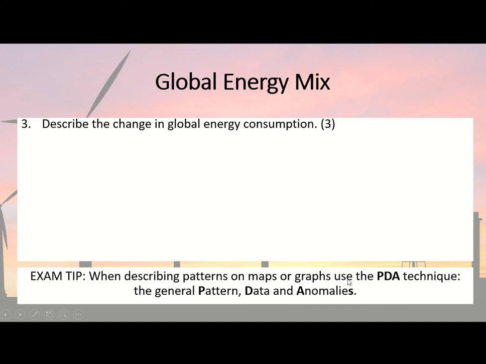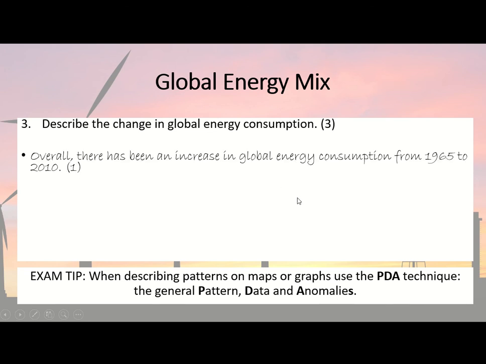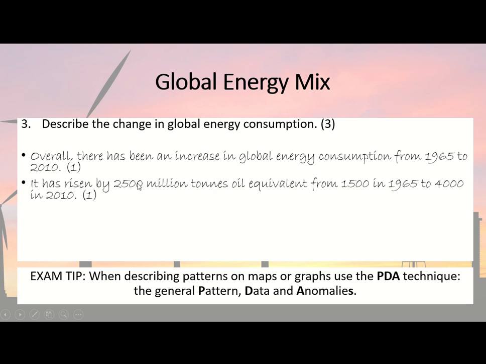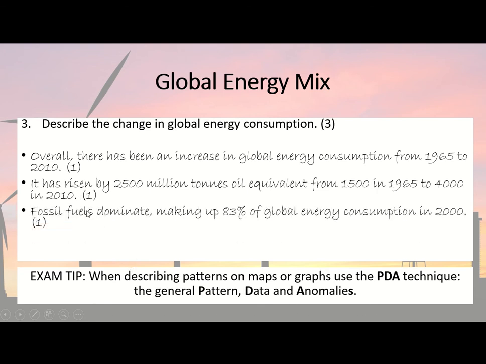So again, we did the PDA technique a couple of lessons ago, pattern data anomalies. I'd like you to, hopefully, practice that using this particular thing. Overall, there's been an increase that you should have mentioned. That's the pattern from 1965 to 2010. It's risen by 2,500 million tons of oil equivalent, or MTOE, from 1,500 to 4,000. So that's using data, pattern data. Fossil fuels dominate, making 83% of global energy consumption in 2000.